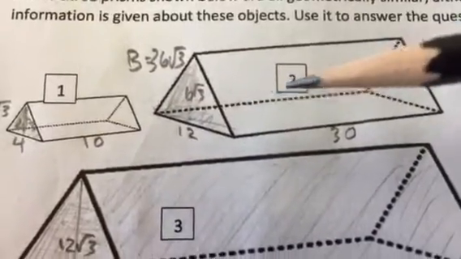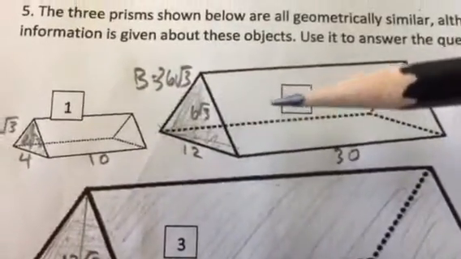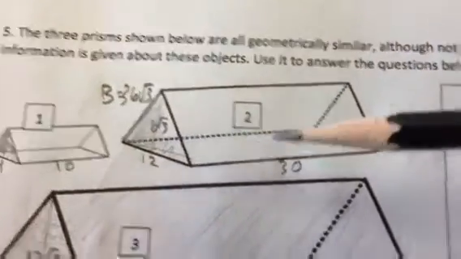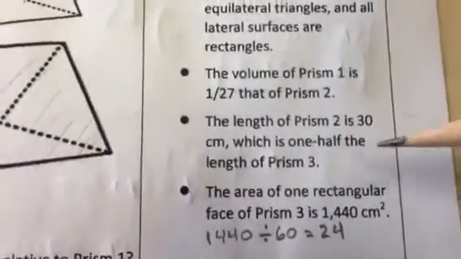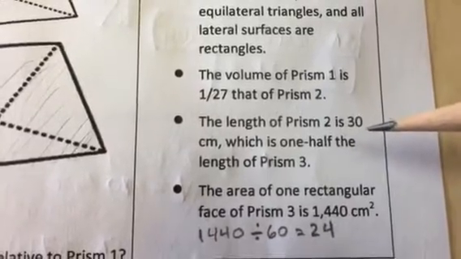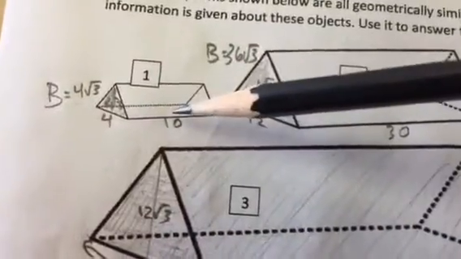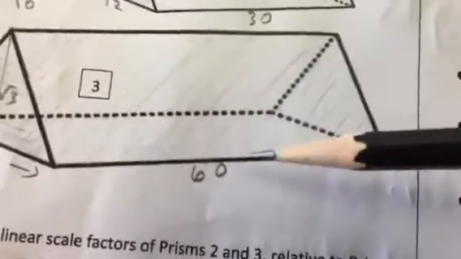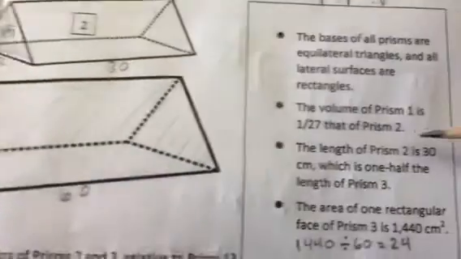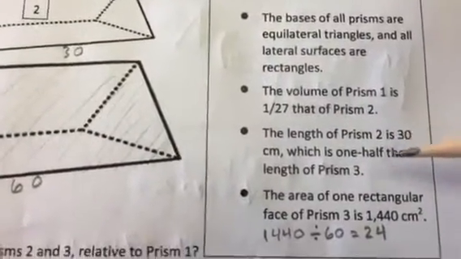So it's 3 to 1 in enlargement from this one to this one, from 1 to 2, and that gives you a volume increase of 27 times. So the length of prism 2 is 30 centimeters, which is 1/2 the length of prism 3. Well, that's a pretty good clue. So that's 30, 1/3 of that is 10, and twice 30 is 60. So now, with that, we've got all 3 lengths of the prisms.